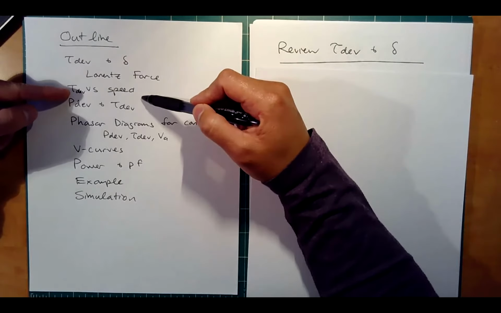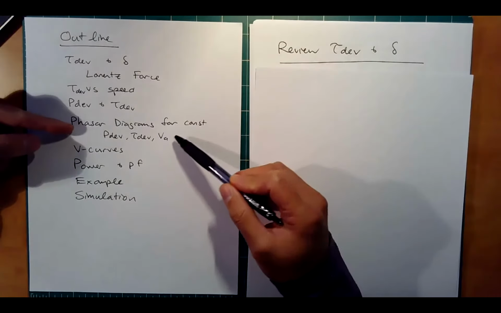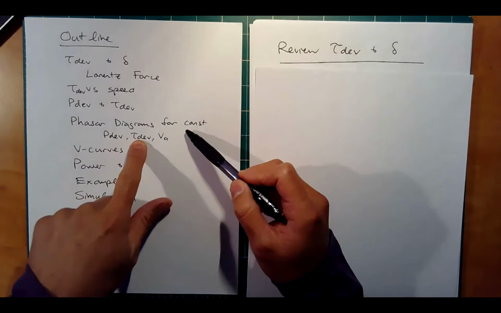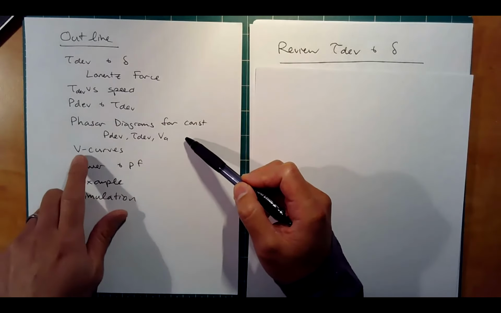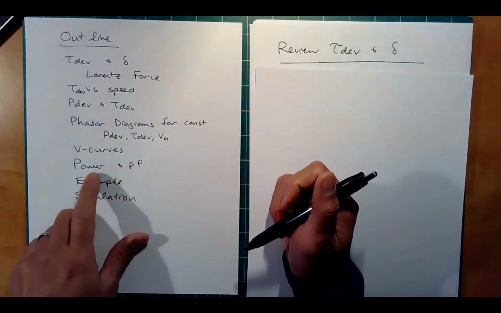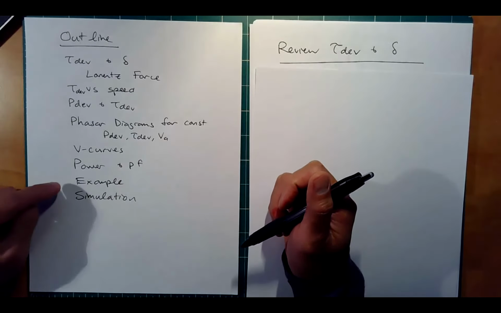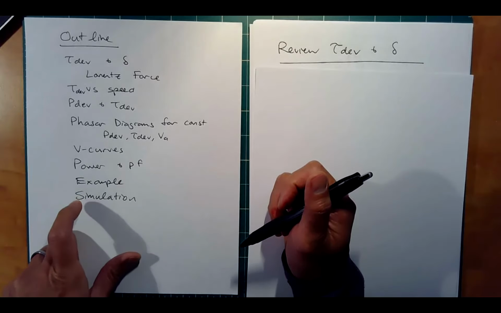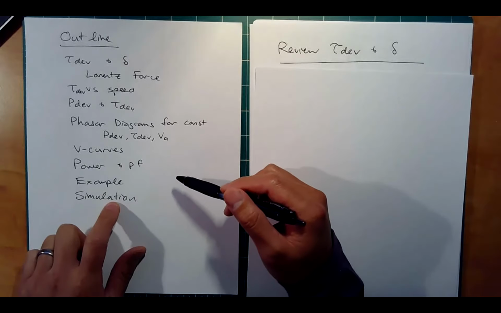We'll look at torque versus speed, power and torque developed, and then we'll explore some phasor diagrams for constant P developed, T developed, and the input voltage. We'll put that all together in what we call V curves for a synchronous motor. Then we'll generalize what the power factor looks like. And the last thing we'll do is look at an example and then explore how a synchronous device behaves in the simulation world.